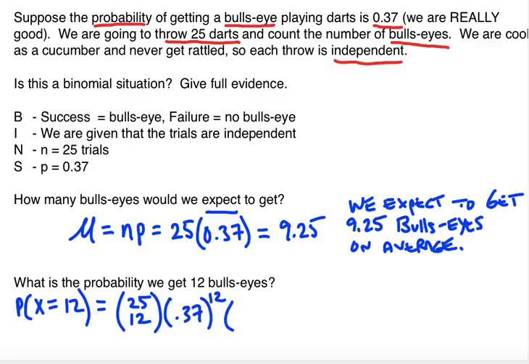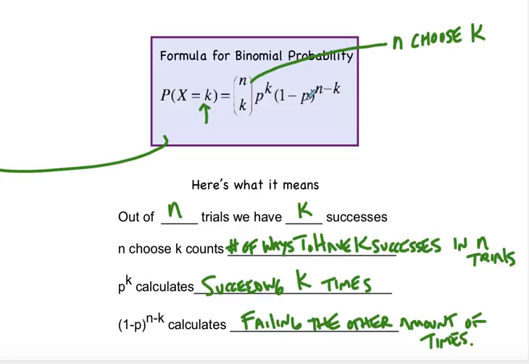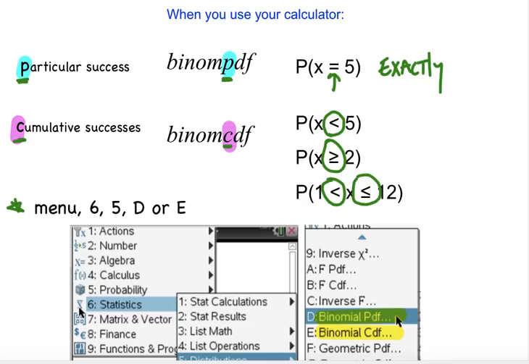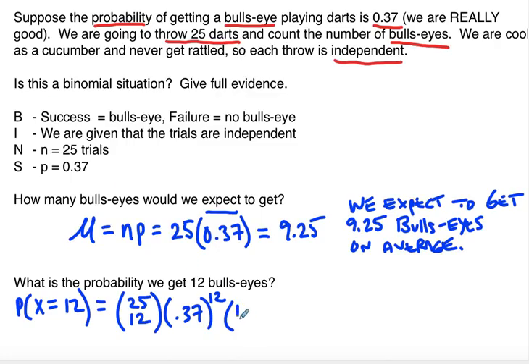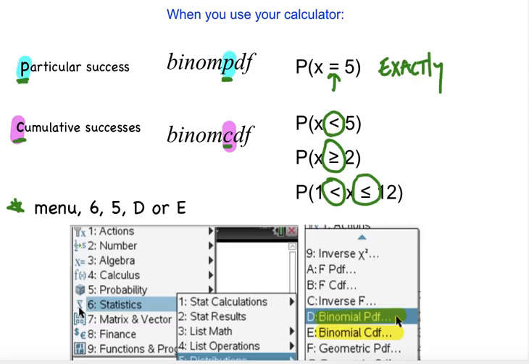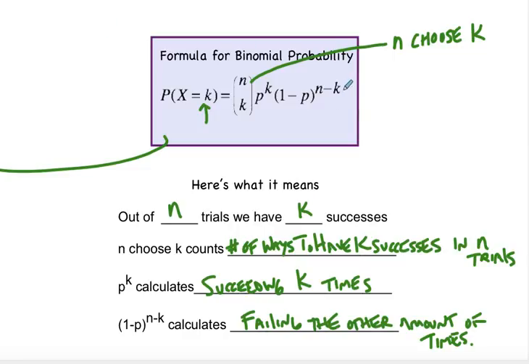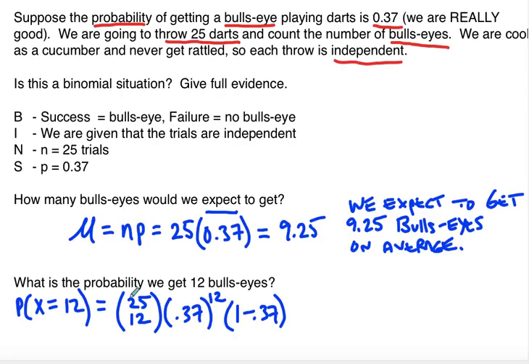And then in the formula, we have 1 minus P. So it would be 1 minus 0.37. And then that's going to be to the N minus K. Here's your N and K. Basically, you just do top number minus bottom number. So that'll be 25 minus 12.